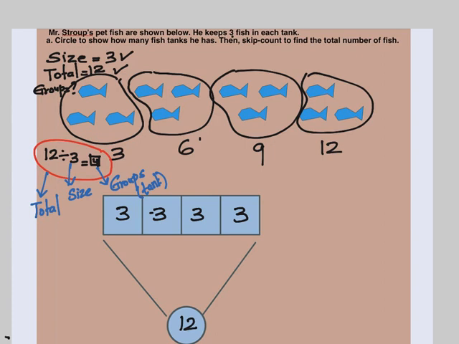And let us do the statement. The statement is, we have to restate the last question. The last question is right here. Circle to show how many fish tanks he has. So we have to write the characters' names first. So Mr. Stroop has 4 fish tanks. Period.